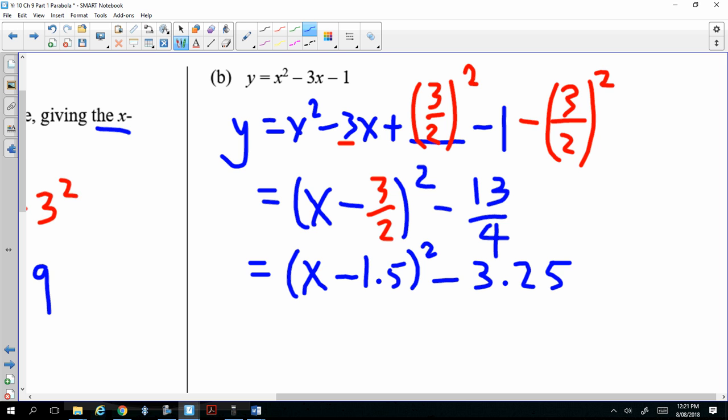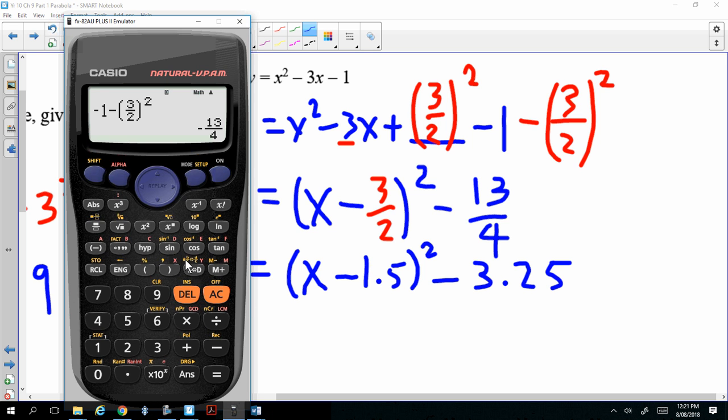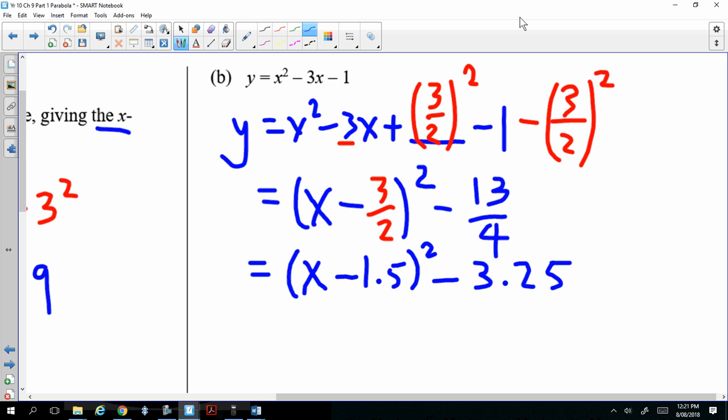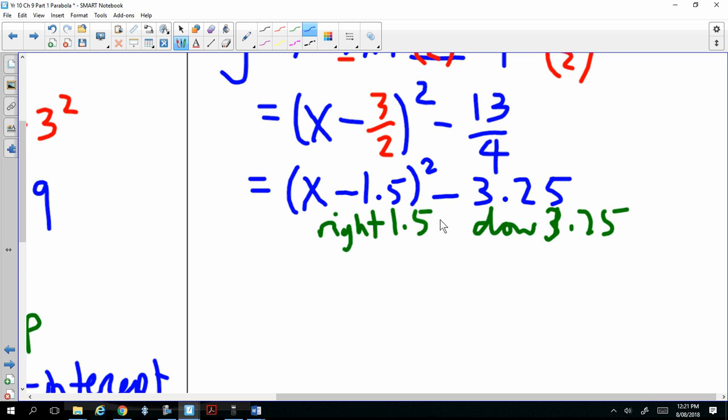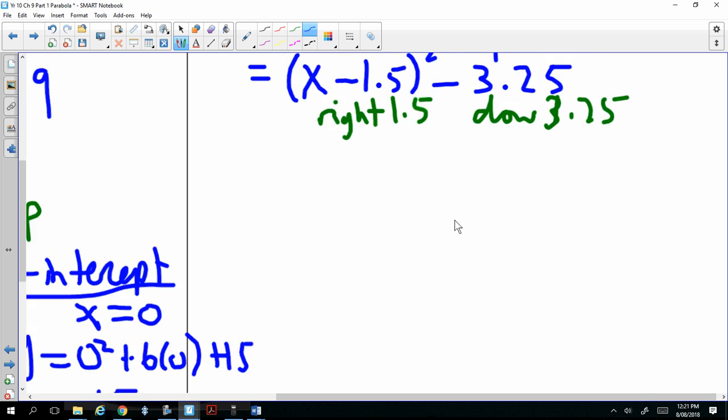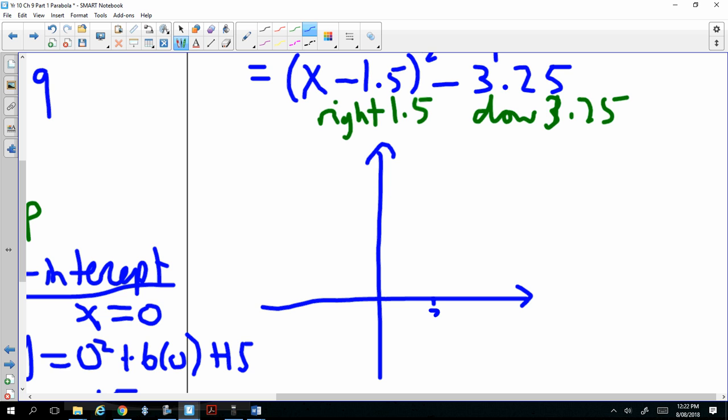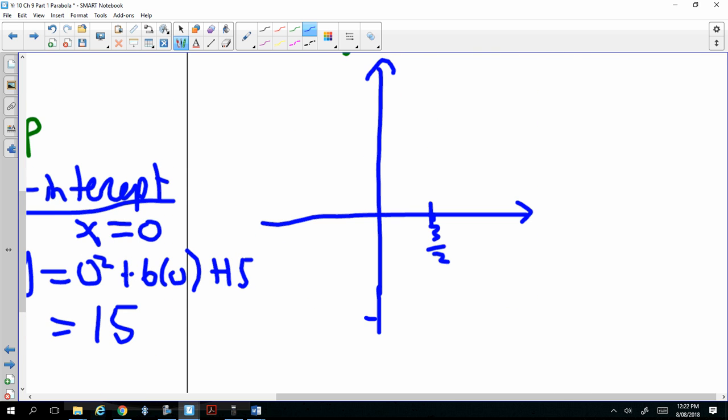3.25. Okay, so now we know what you do is shift right 1.5 but down 3.25. So let's try to draw this. So right 1.5, but we prefer to work with fractions where possible. So if you can write 3/2 and then the other one down 13/4. Right, so that's your vertex. Prefer to write in fraction. It's better this way. Okay, so that's your vertex.